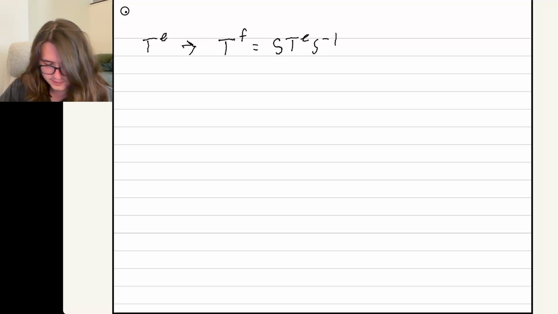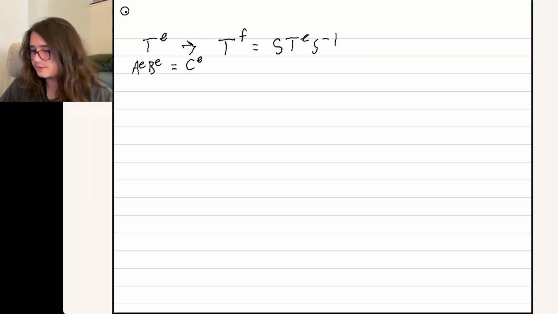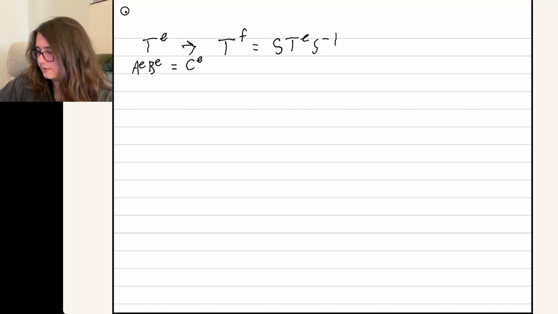And so what if you had the matrix equation A B equals C, all of them in basis E. So is matrix multiplication conserved whenever you do a similarity transformation, i.e., does A_F B_F equal C_F?